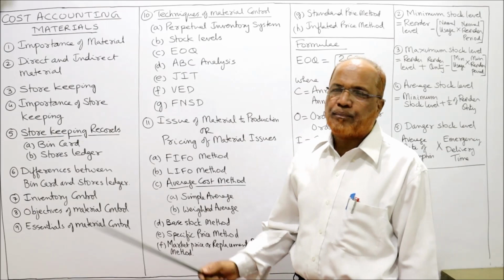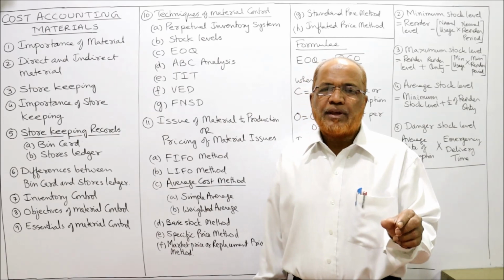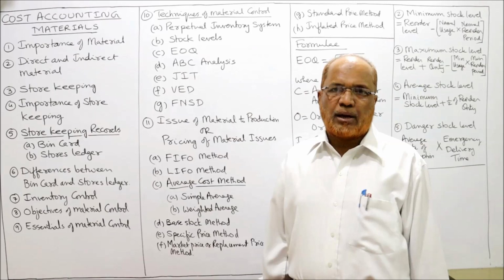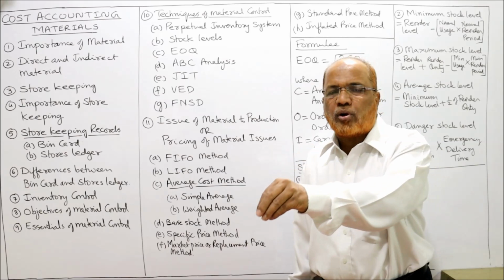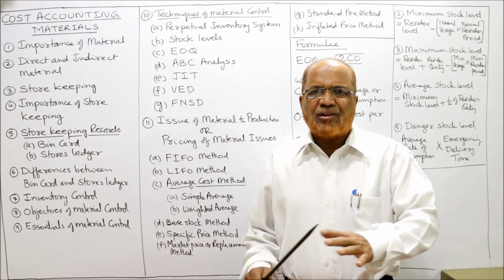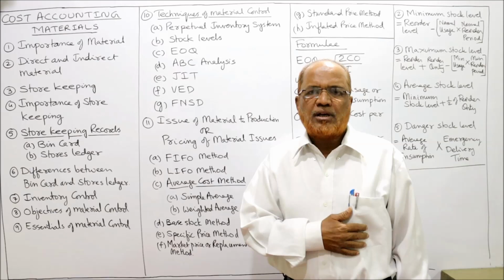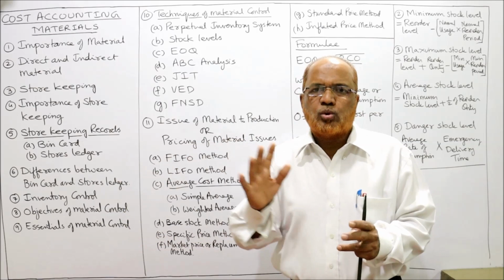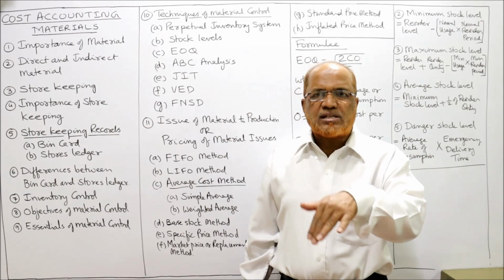JIT, just in time. It's a unique method of controlling the inventory in which no stock will be kept. The material will be purchased immediately before usage, before consumption. For example, in a manufacturing organization, they won't keep the material. They will purchase the specific material whenever an order comes. When an order comes, they will immediately purchase the material as per the order and use it without keeping the material in the godown.